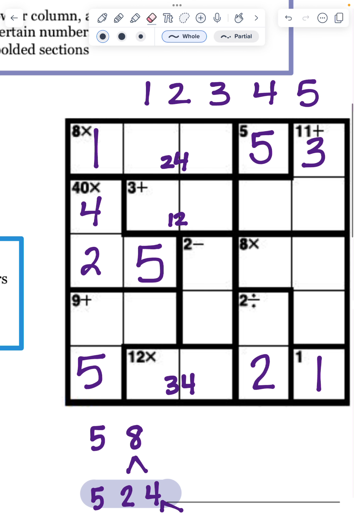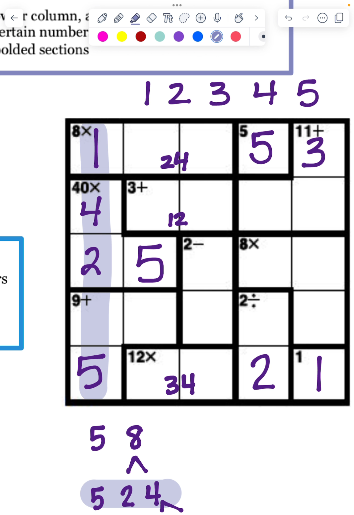Notice we have gotten a lot, and we haven't even been doing it for that long. Look, we almost have a complete column. The only number we're missing in the column now is 3. So that is going to go in this square.